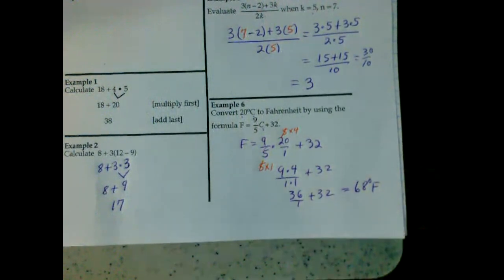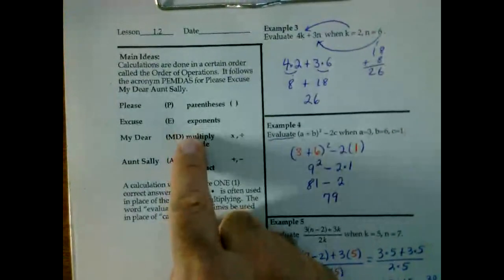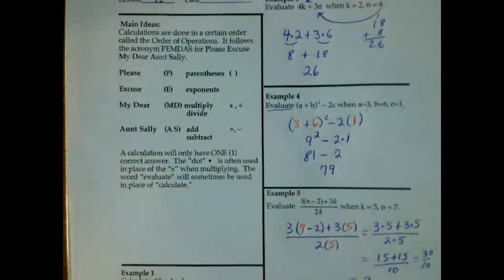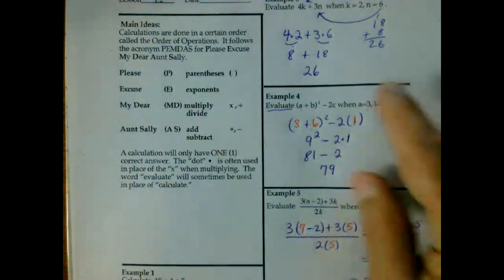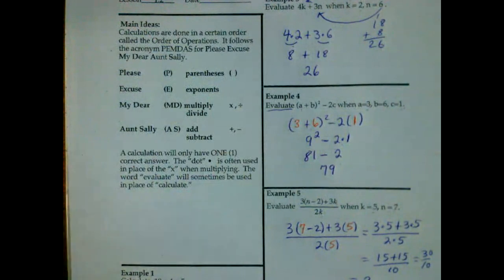That concludes lesson 1.2 again. We were talking about the order of operations. We were talking about some examples where the parentheses must be done first, exponent second, multiply and divide third, and add and subtract fourth. And we went through some of these examples in this one. So everybody, that's lesson 1.2.